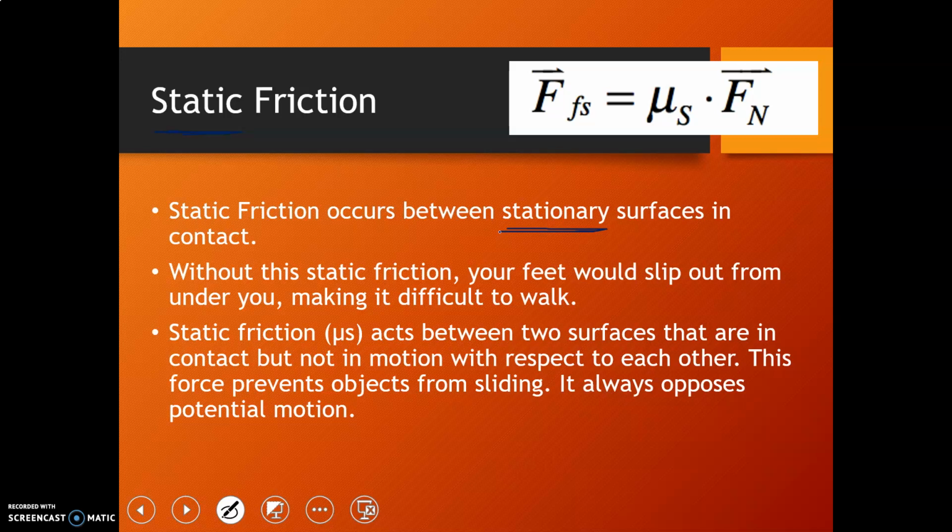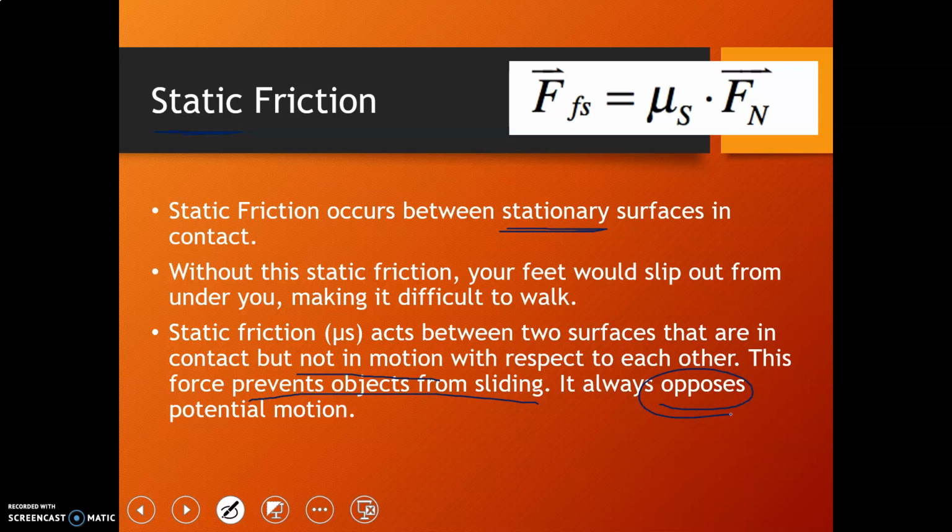Static friction acts between two surfaces that are in contact, but not in motion with respect to each other. This force prevents objects from sliding. It always opposes potential motion, or works against potential motion.